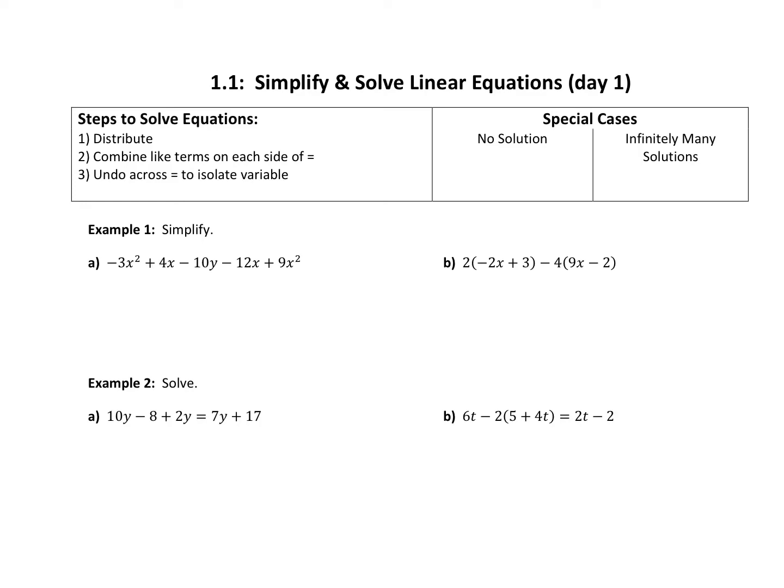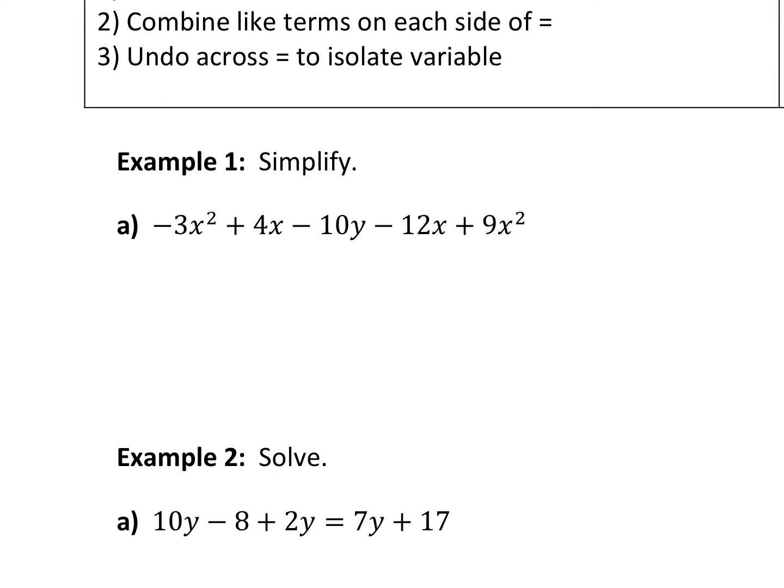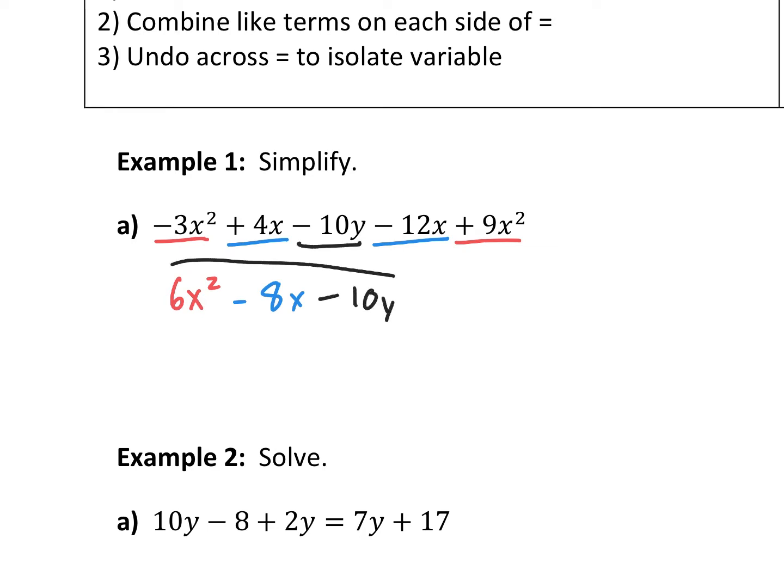We're going to be looking at 1-1, solving and simplifying linear equations. So example 1, we're simplifying. We're looking at like terms, so negative 3x squared and 9x squared are like terms because they both have x squared. That will give you a 6x squared. Then we have 4x and negative 12x, both have x. Combining them gives us negative 8x. And then we have negative 10y by itself. We're just going to bring that down, and that'll be our answer for A.